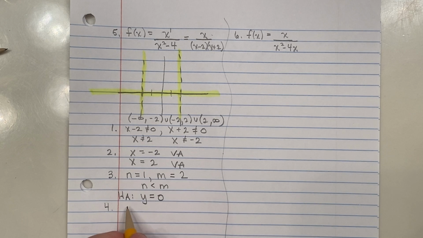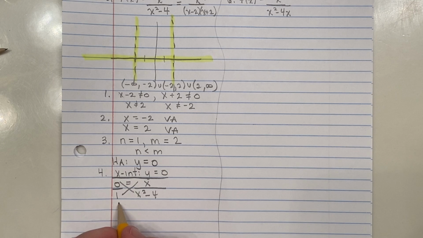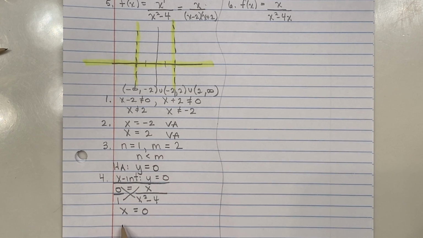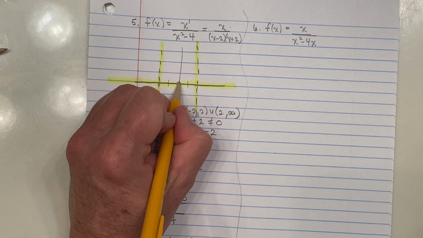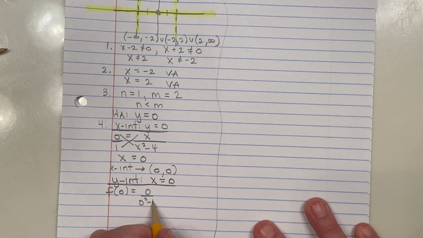Let's find the x and y-intercepts. So that's x equals 0. That was easy. So 0, 0. So our x-intercept is the origin. So we'll go ahead and plot that. And that's it. That's the only x-intercept we have. And then the y-intercept. It's f of 0. I've got 0 over 0 squared minus 4. 0 over anything is just 0. So that should also be the y-intercept. So the y-intercept is also the origin.